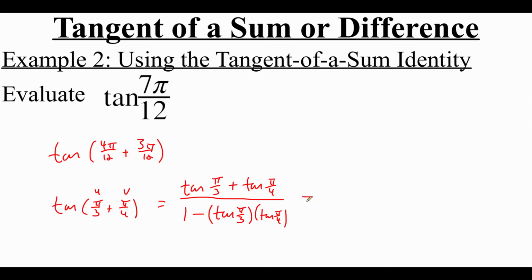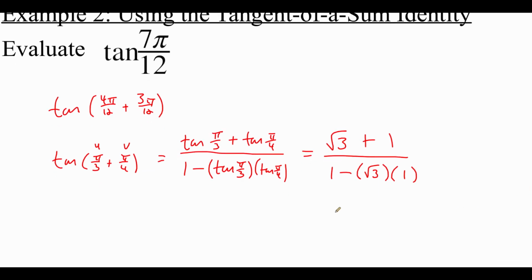So using the unit circle, the tangent of pi over 3 is going to be root 3, plus the tangent of pi over 4 is going to be 1, over 1 minus the tangent of pi over 3, again, is root 3, and the tangent of pi over 4 is 1. Now we're going to clean this up just a little bit, so we get the square root of 3 plus 1 over 1 minus the square root of 3.